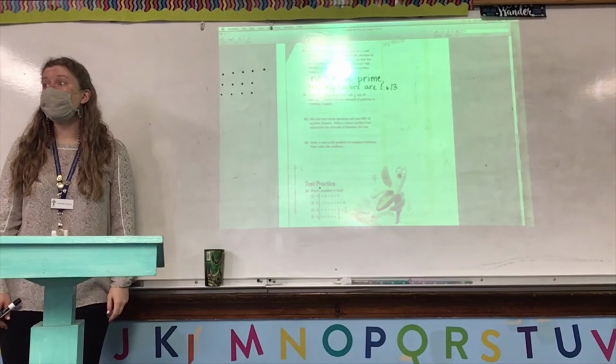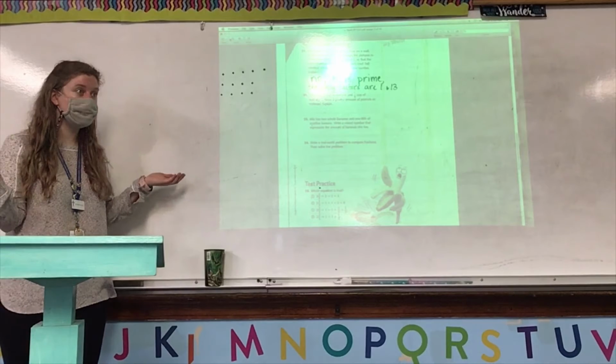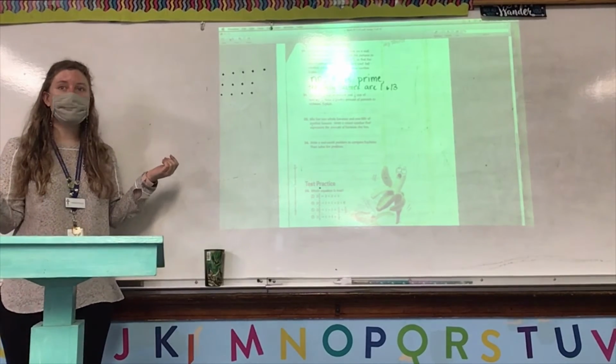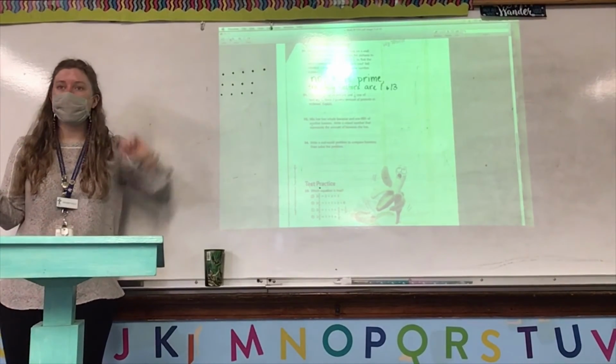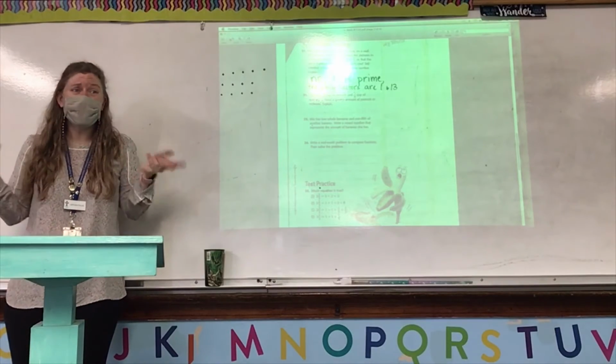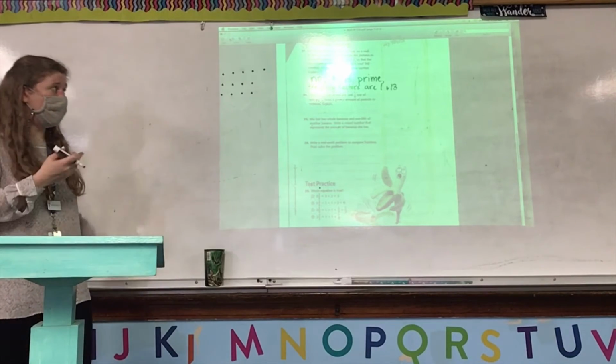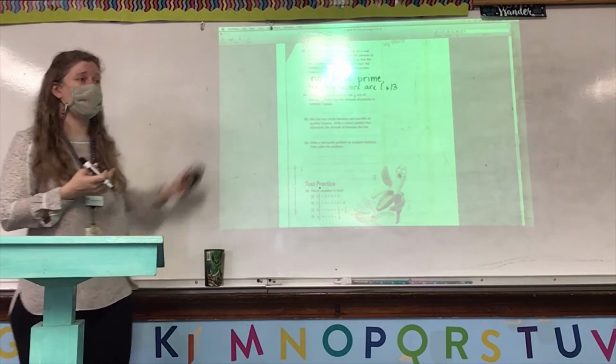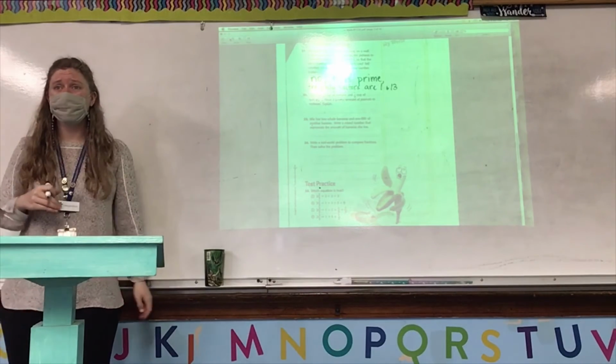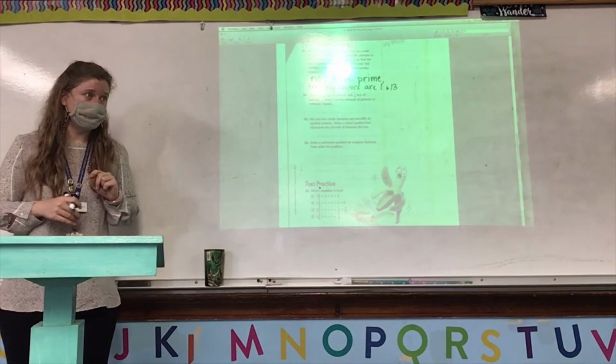Now I don't have to do all that because now I know prime and composite. If I know a number is prime, do I have to do all this modeling and stuff? No, I know there is only one way to arrange them, with 13 and 1.